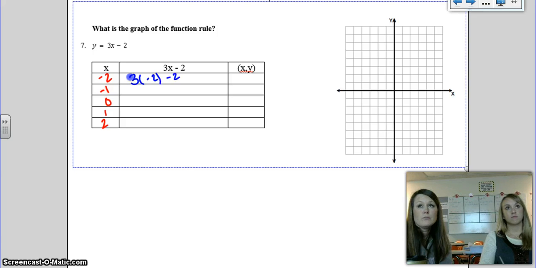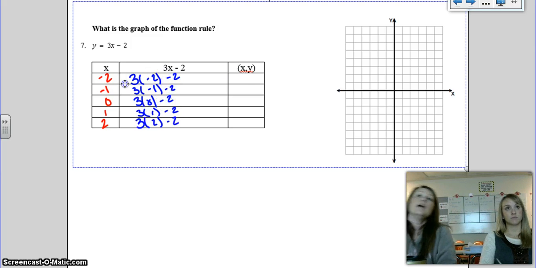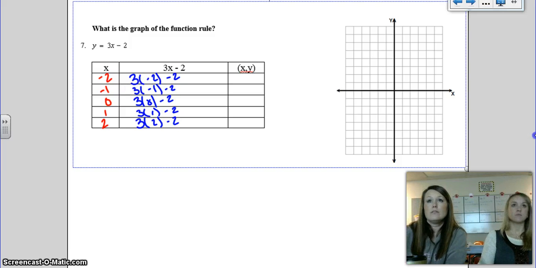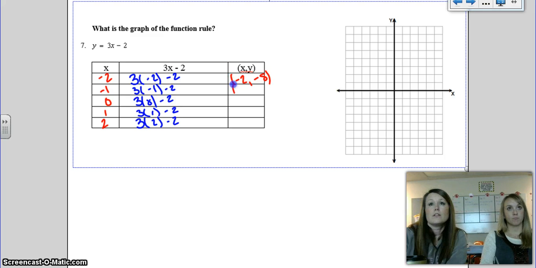So then we plop this in there. 3 times -2 minus 2, let's get it filled in first. You guys know how to do this. All we're doing is changing that x variable. So we have -6 minus 2 is -8. So my ordered pair would be (-2, -8). Next one is 3 times -1 minus 2 is -5. Then 0, -2. So 3 minus 2 is 1. And then 6 minus 2 is 4.